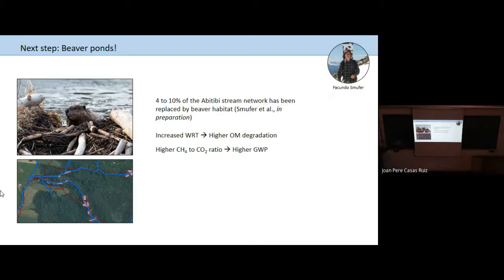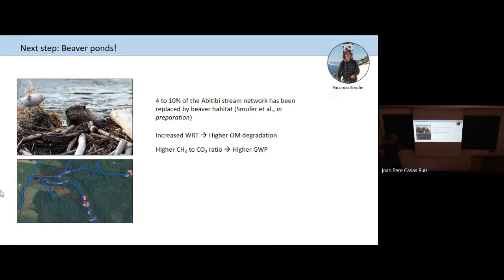Because in Quebec, in the last, let's say, 100 years, there's been a rise in the population density of beavers, basically because we stopped trading the leather. And so they are replacing a lot of the river network by beaver habitats, by beaver dams. Yeah. And this could have an impact on our aquatic emissions because they are basically increasing the water residence time, right? And this could induce a higher organic matter degradation and therefore the generation of carbon dioxide and methane that is going to be emitted.